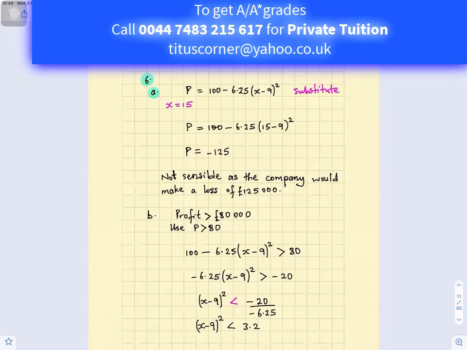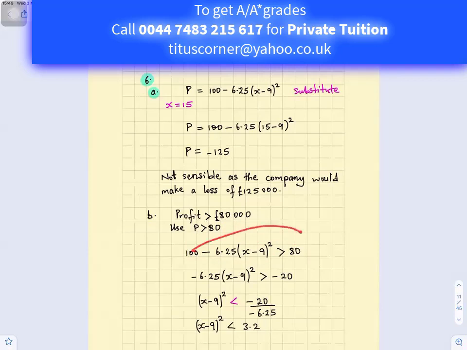You're making a loss. For part B, the profit has to be bigger than 80,000. So we use P to be greater than 80. So that's where we put bigger than 80. And that is P there. We want P to be bigger than 80. So that is P there, all of this in the circle. And we want it to be bigger than 80. And we need to solve that.